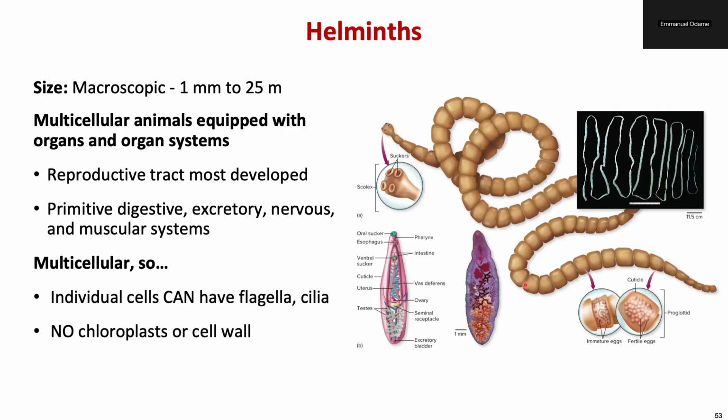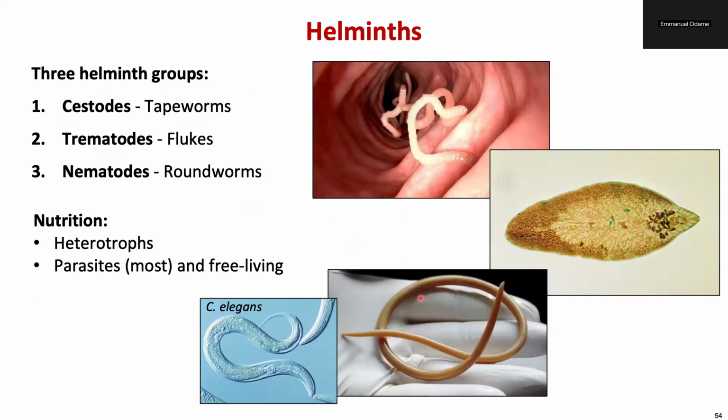You can appreciate that one single organism has all of these internal structures, testes, ovaries, and almost everything that humans have. I call them the mini humans because they have a lot of things that we do. But basically, there are three groups of helminths. You have the cestodes, which are tapeworms, we have the trematodes, which are flukes, we have the nematodes, which are roundworms.